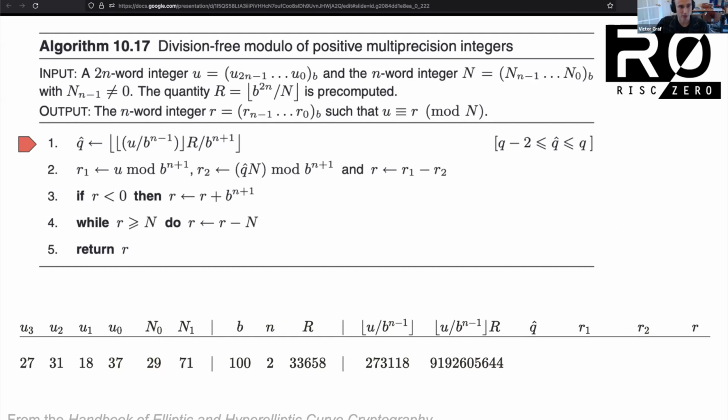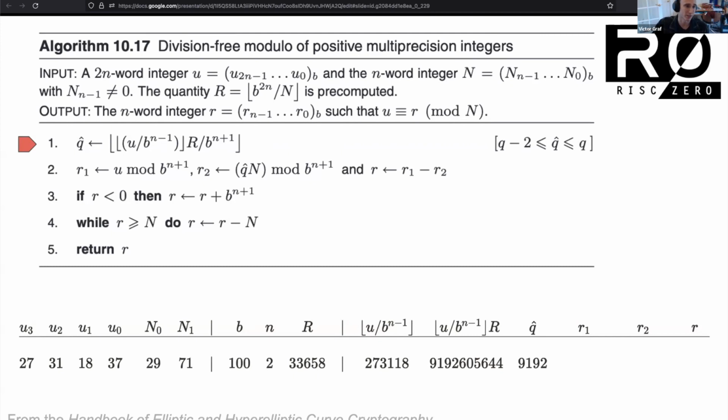Basically, you have this multiplication, you get this large value out, and then you do the divide by b to the power of n minus 1, which is actually just equivalent to chopping off all of the first three words, or the first six digits. And so we just take the highest two words, which is the highest four digits.